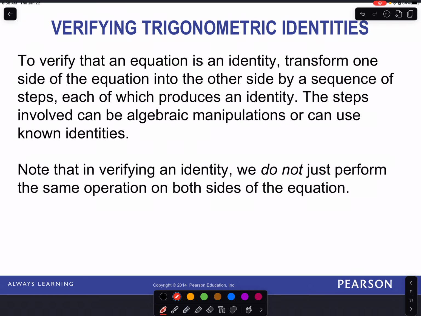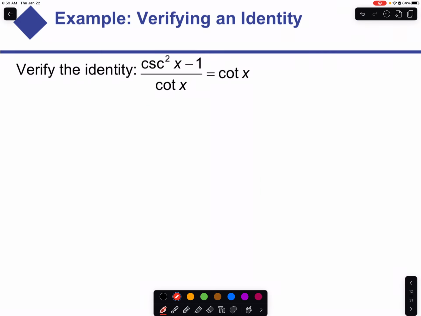To verify that an equation is an identity, transform one side of the equation into the other side by a sequence of steps, each of which produces an identity. The steps involved can be algebraic manipulations or can use known identities. Note that in verifying an identity, we do not just perform the same operation on both sides of the equation. So we want to verify that this is an identity. We start on the left, and then we want to finish on the right.